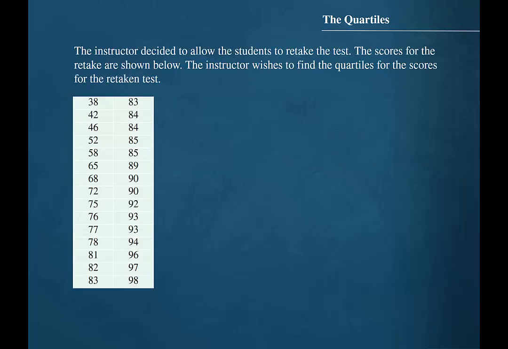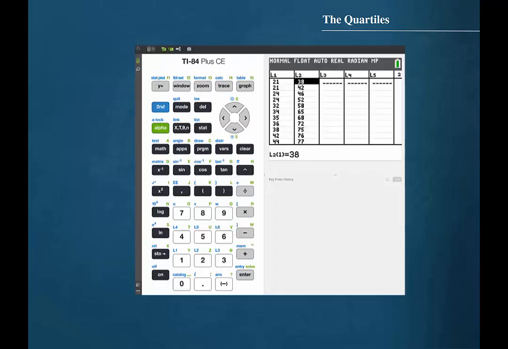The instructor decided to allow the students to retake the test. The scores for the retake are shown below. The instructor wishes to find the quartiles for the scores for the retaken test. We will enter this dataset into list 2.